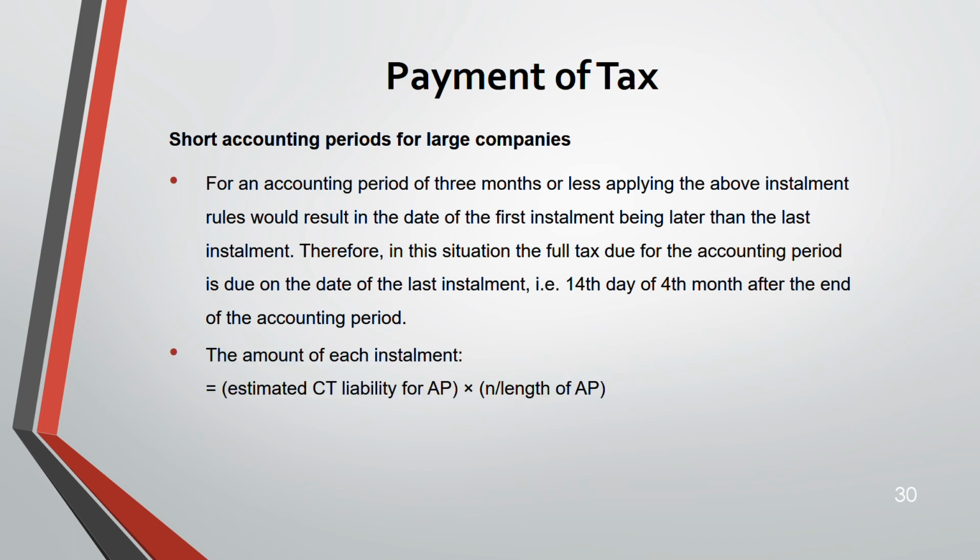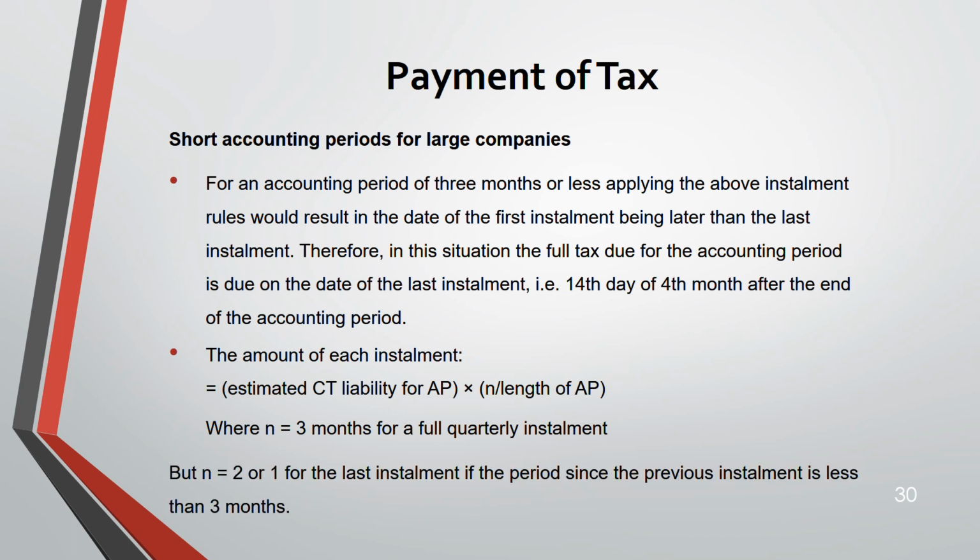Amount of each installment is your corporation tax into N divided by length of AP, where N is 3 months for a full quarterly installment and N could be 2 or 1 for the last installment if the period since the previous installment is less than 3 months. Now let us do the last question of this lecture.